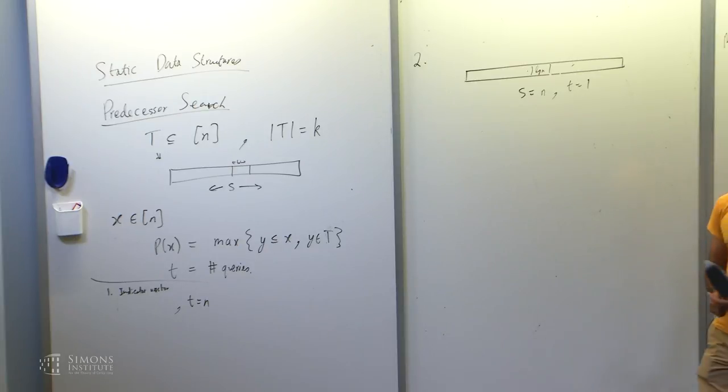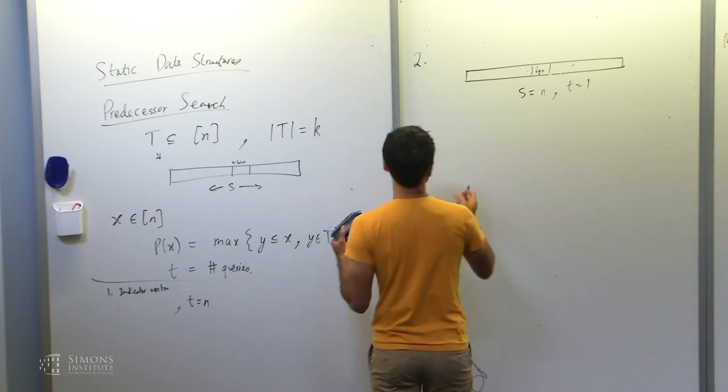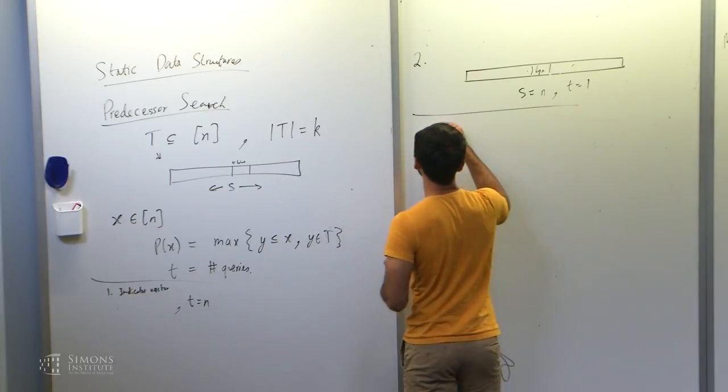There's a beautiful data structure that solves this problem. And it's very clever. It's called the Van Emde Boas tree.